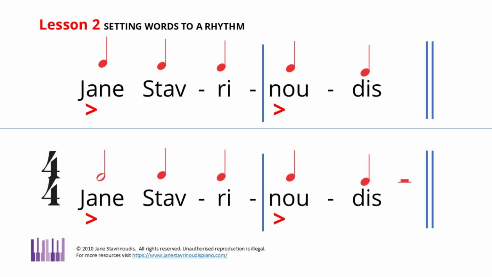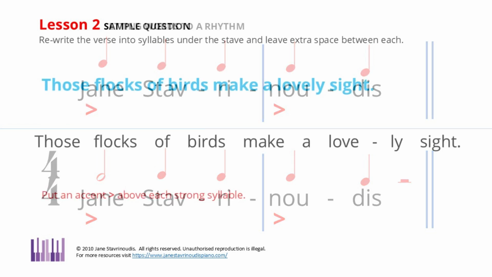Stavronidis. By changing the first note to a minim or half note and adding a minim or half note rest to the last bar, I've created 4 beats in each bar. This is what it sounds like. 1, 2, 3, 4. Jane Stavronidis. The important thing to note is that the syllable of the words stay on the strong first beat of each bar, regardless of which time signature you decide to use.